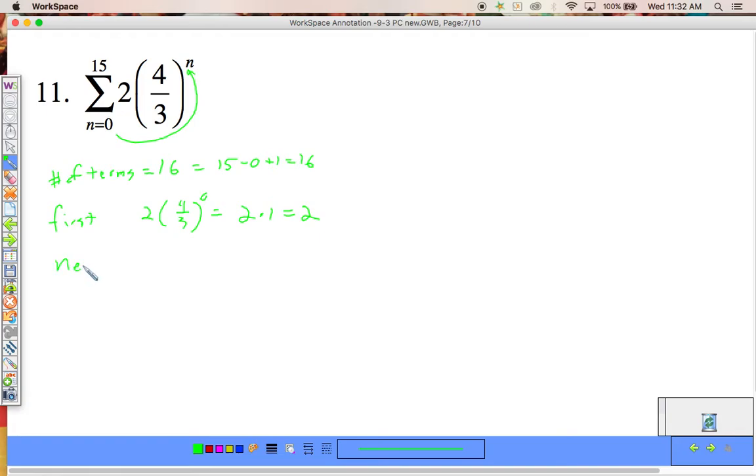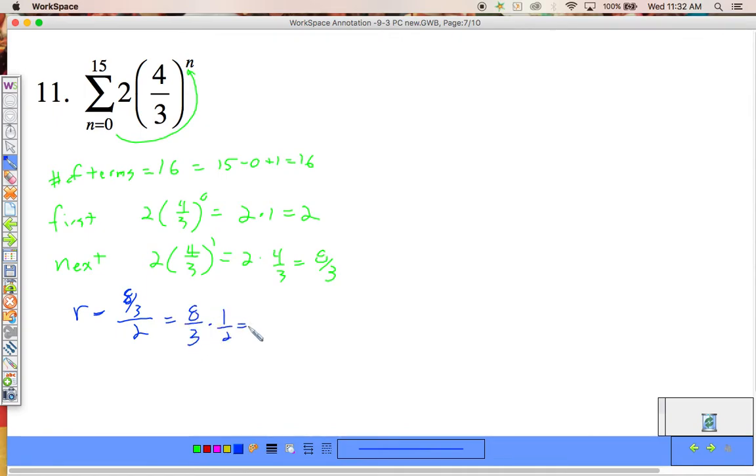To get my next term, my next term is going to be 8/3. I'm going to plug in 1. 4/3 to the first is 4/3. 2 times 4/3 is 8/3. Now to get my ratio, 8/3 divided by 2, which is 8/3 times the reciprocal. Cross cancel. And I get a ratio of 4/3.